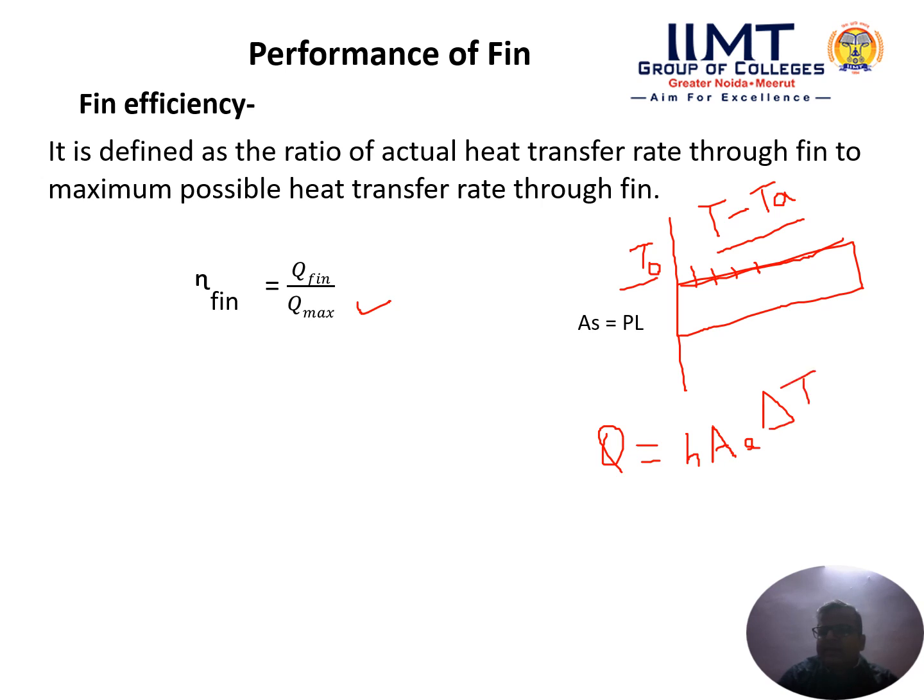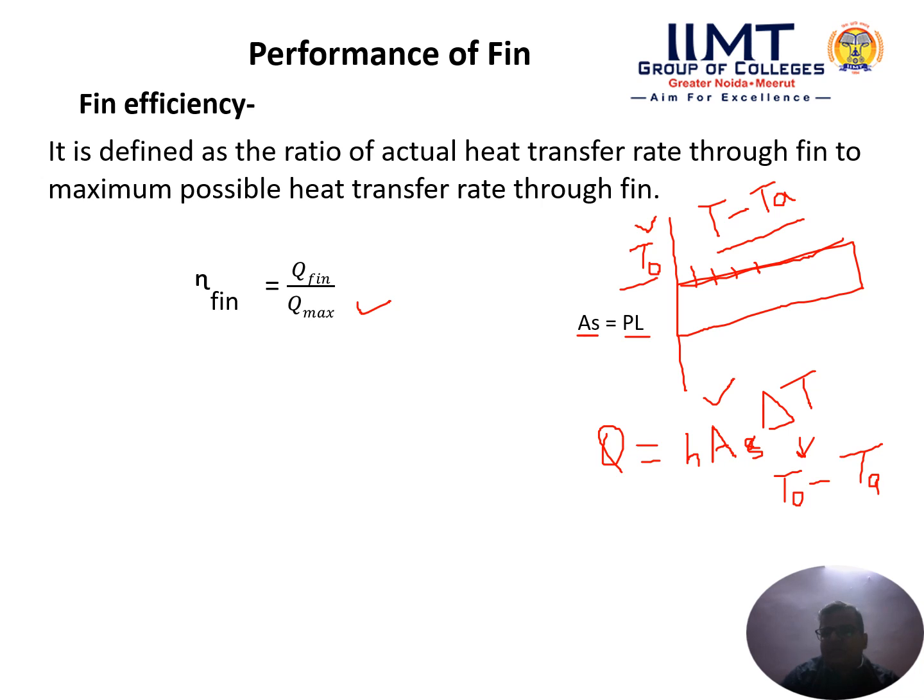Delta T is equal to T naught minus Ta. When the entire surface temperature is equal to T naught, that is the case of maximum heat transfer rate. So Q maximum is equal to h into Ae multiplied by (T naught minus Ta). Ae is the effective contact area, that means the surface area, As.